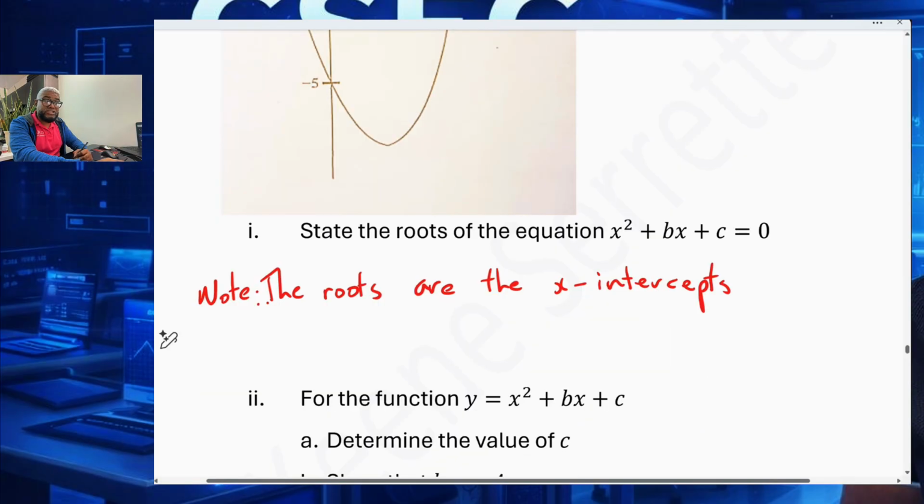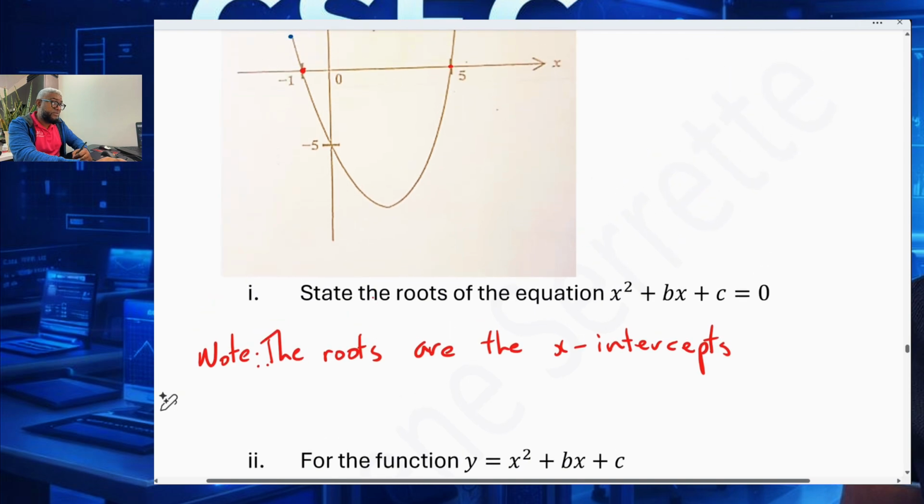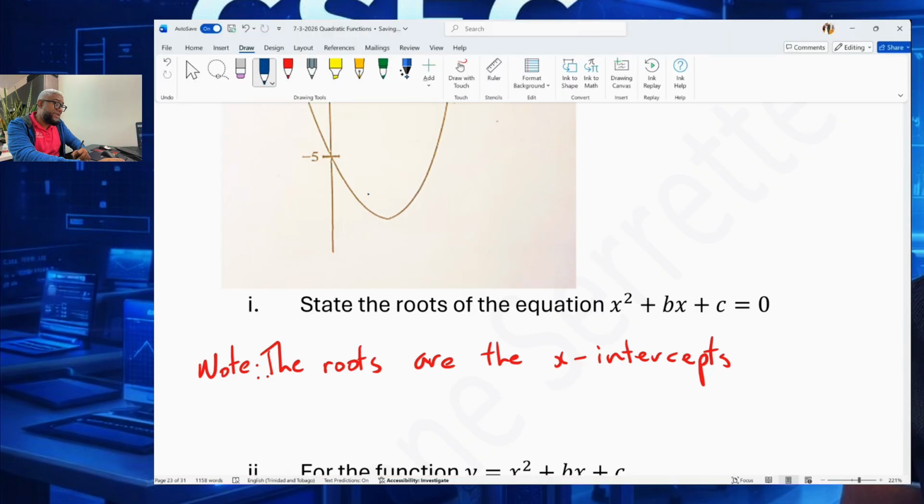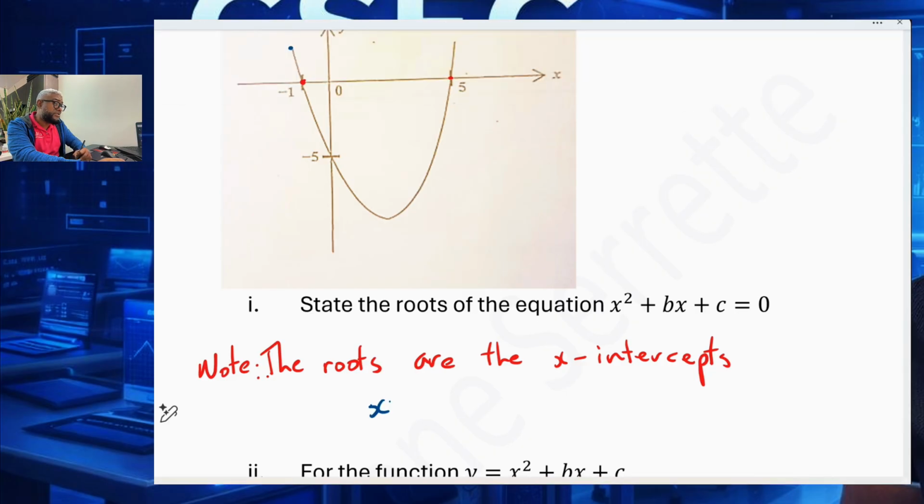So the roots of the quadratic equation are simply the values of x where the curve is cutting through the x-axis. So clear as day, my roots would be x is equal to negative 1 and x is equal to 5, right? Not negative 5. Are we clear?